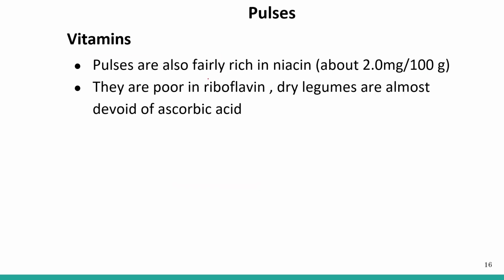Pulses are also fairly rich in niacin, around 2 mg per 100 gram. They are poor in riboflavin. Dry legumes are almost devoid of ascorbic acid.